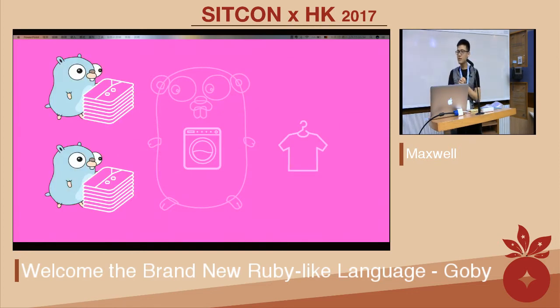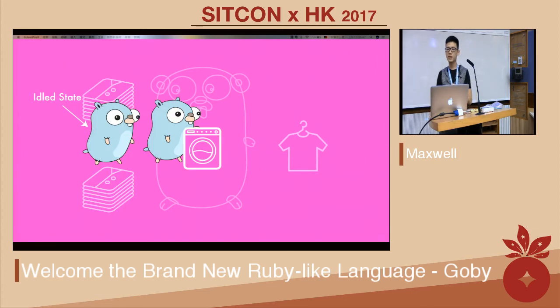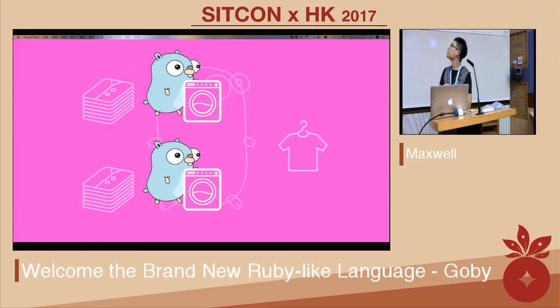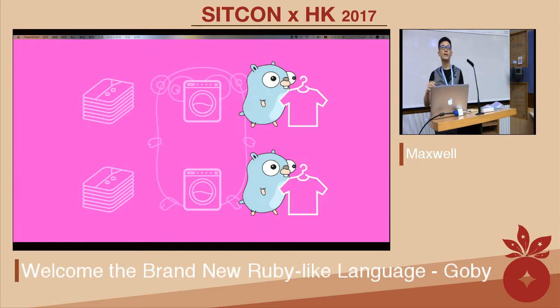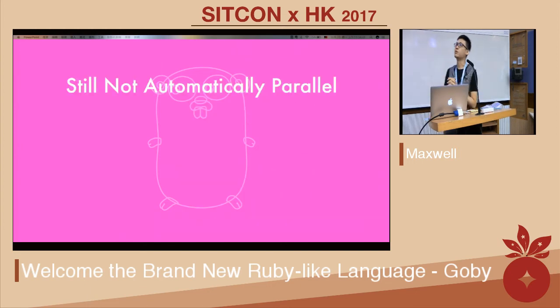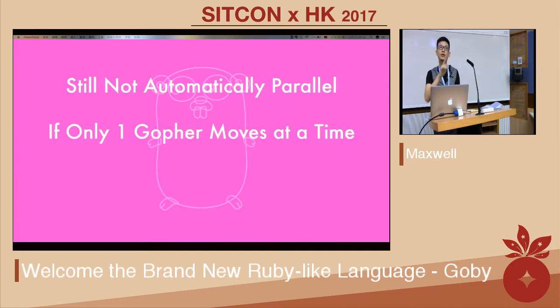Now let's say I double the piles of clothes, like this. I put another gopher in to help me do the laundry. The next step is to do the laundry, but there's only one laundry machine, so I give it to another one. After doing the laundry, both of the gophers also dry the clothes at the same time. This seems like the idea of parallelism. However, it is still not automatically parallel. Why? Because there's a condition.